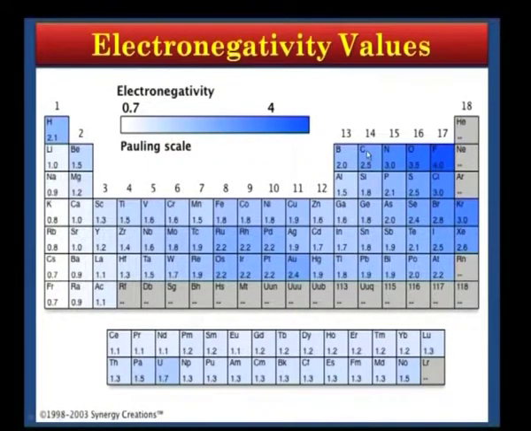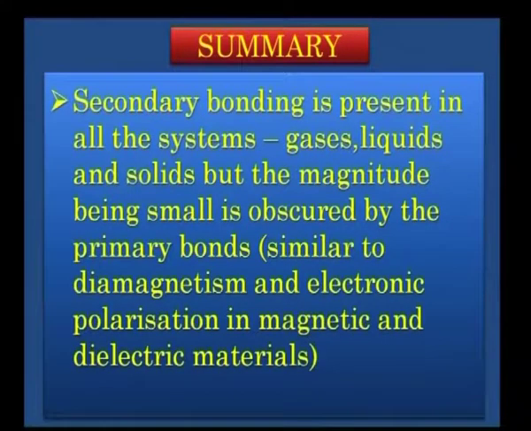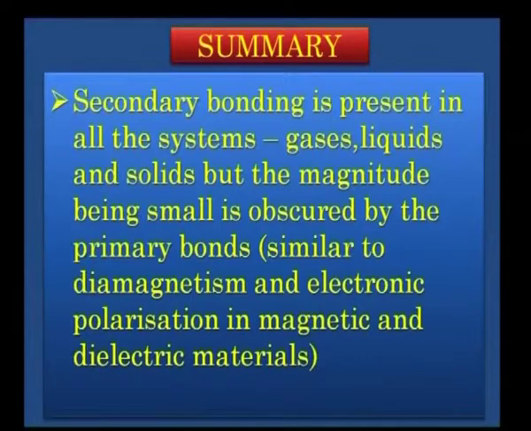The fourth group elements. Let me now summarize the points that we discussed today with regard to the lecture. The secondary bonding is present in all systems, gases, liquids and solids, but the magnitude is very small. Secondary bonding is often neglected, something like diamagnetism in magnetic solids, electronic polarization in dielectric systems. Likewise, when you are considering the primary bondings, the secondary bonding is often neglected because it is obscured by its small magnitude. Then the Lennard-Jones potential is one of the best forms by which the interaction strength between atoms and molecules in gases can be expressed and measured.